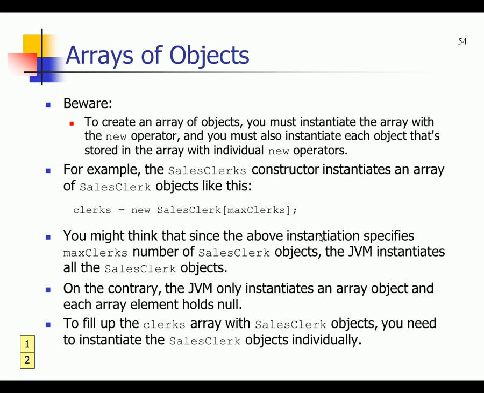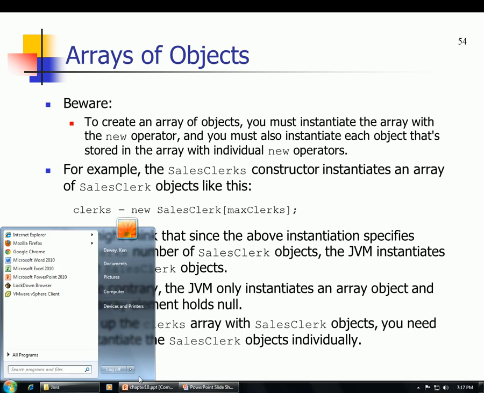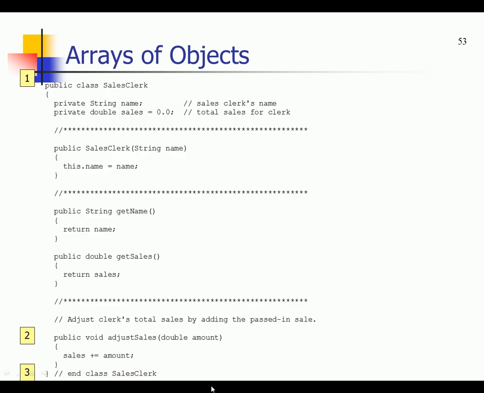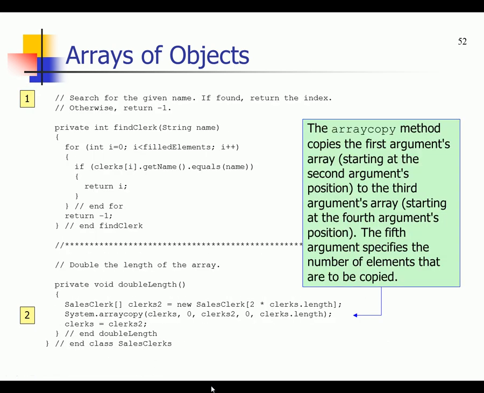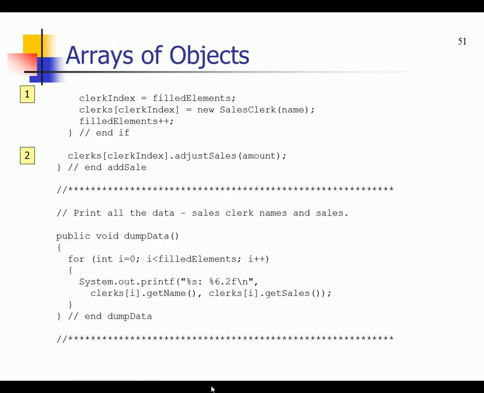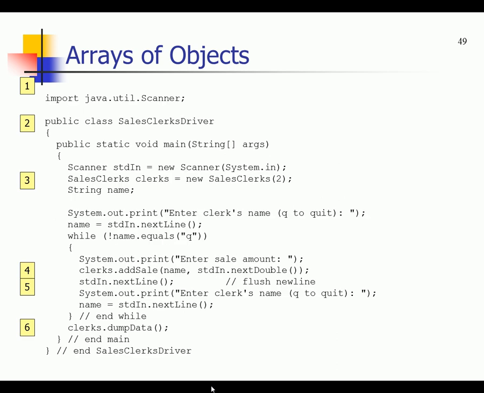Actually, let me show you that. Actually, he did on the other slide. Hold on. Let me find it here real quick. Let me find where he instantiates them. Should be right... Okay, so up here at the top, number 3, we have sales clerks. Clerks equals new sales clerks.